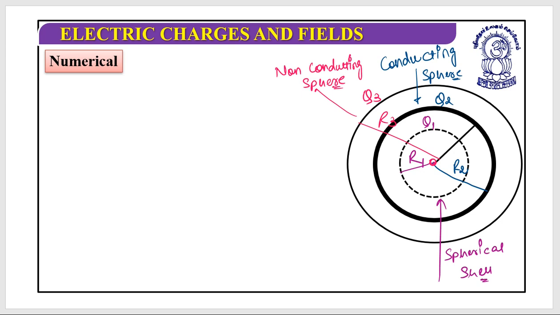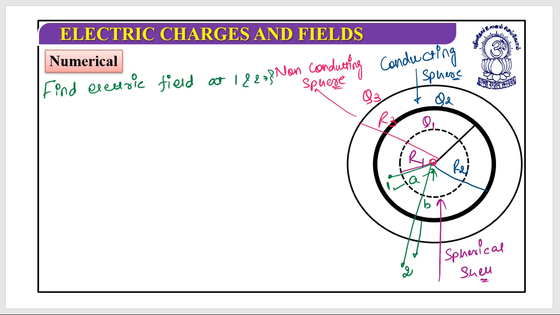Now you need to find out the electric field at this location, which is location number one, and the distance is a. And the electric field at this location, which is location number two, and the distance will be b. So you have been asked to find the electric field at 1 and 2. This is the question.